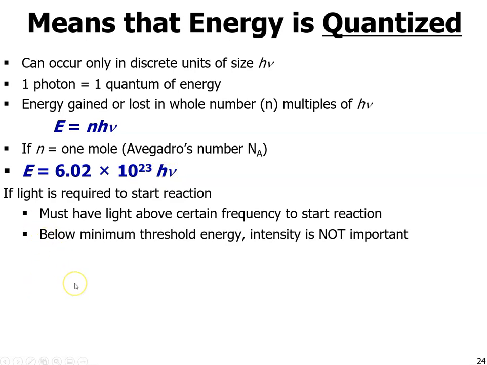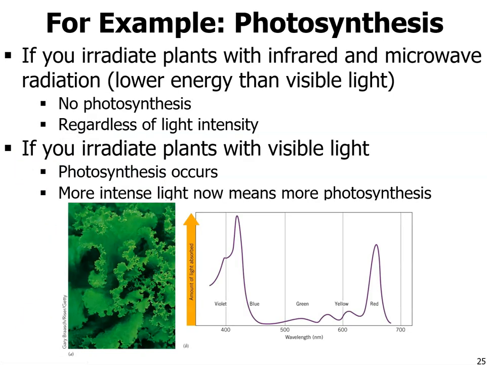So if light is required to start a reaction, we have to have that light above a certain frequency so that we can get a certain amount of energy out of that. And anything below that minimum threshold energy, the intensity isn't important. It's the overall energy that's important. So the number of photons here isn't important for that overall energy. It has to be the right frequency as well. Here's another example of that case where we need to hit a certain energy threshold for each photon.